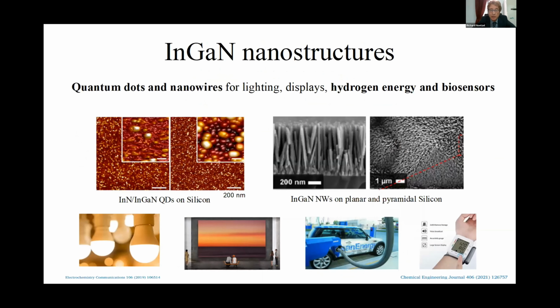But now let me come to the current research, and this is on indium gallium nitride nanostructures. I will present results on quantum dots and also on quantum wires, on nanowires, and applications are for lighting and displays. I will concentrate here on hydrogen energy and biosensors. You can see on the left AFM images of quantum dots with different indium nitride deposition amounts, so they get different size and density. And on the right side, examples of indium gallium nitride nanowires.